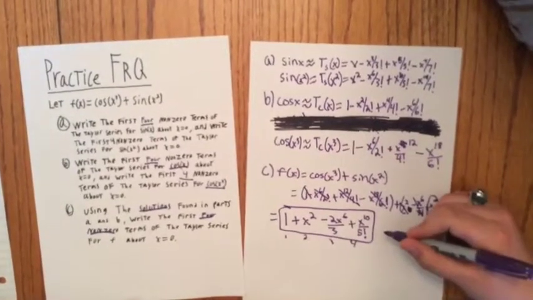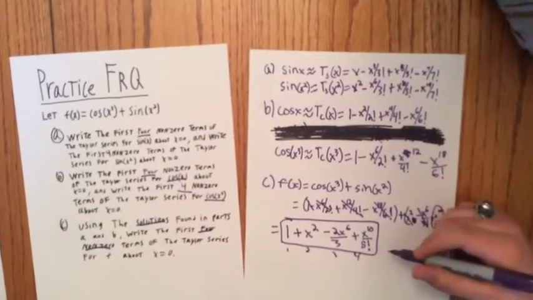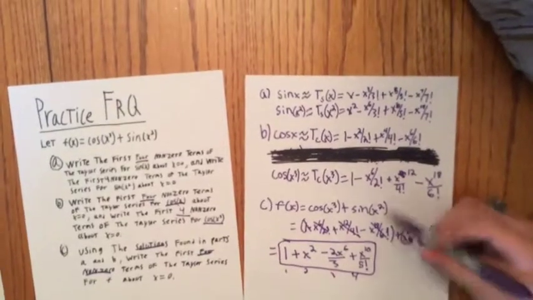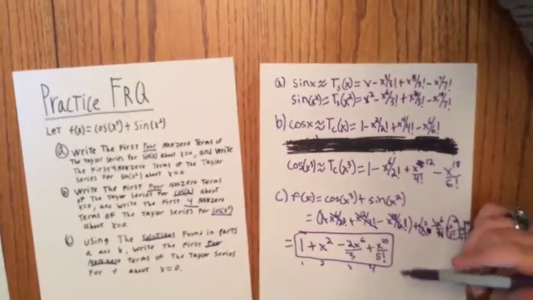is the answer to part C, which ends up being the solution to f of x using what we found here. This is the Taylor series.